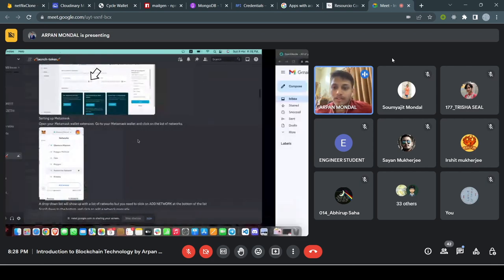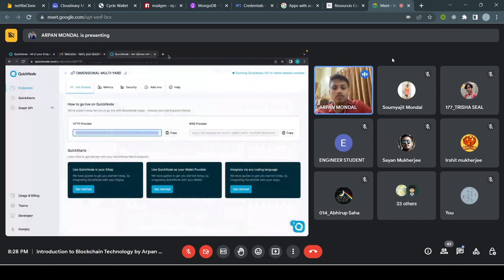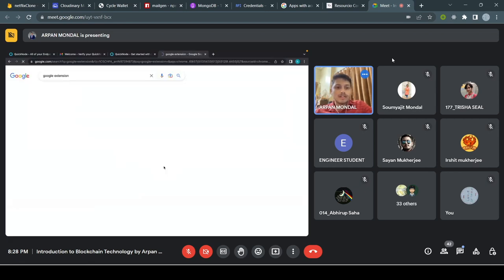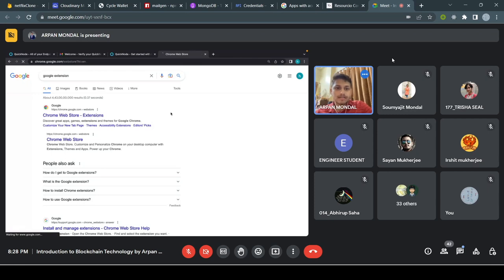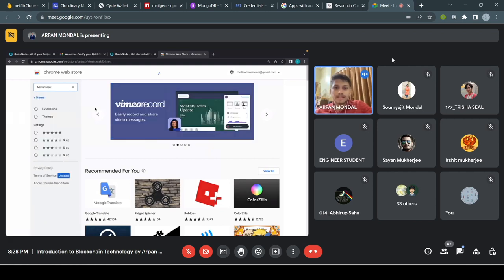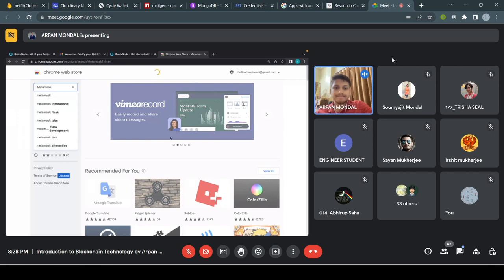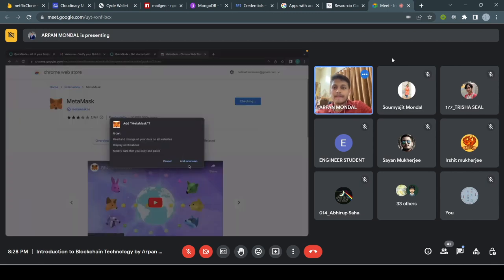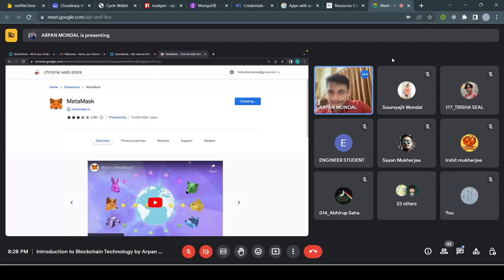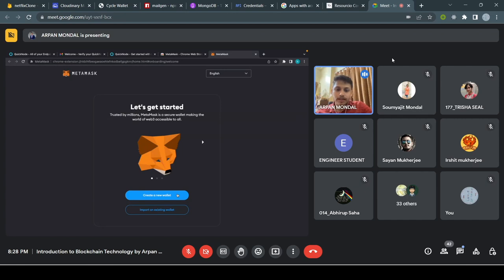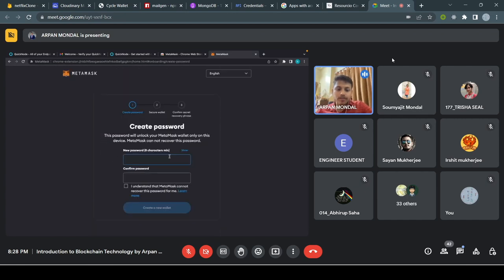Whoever is not using MetaMask, you're going to create a Google extension, and we're going to use MetaMask. Add to Chrome, add extension, and here I think we got the extension. Yes. So create new wallet. I agree. Let's type a password.